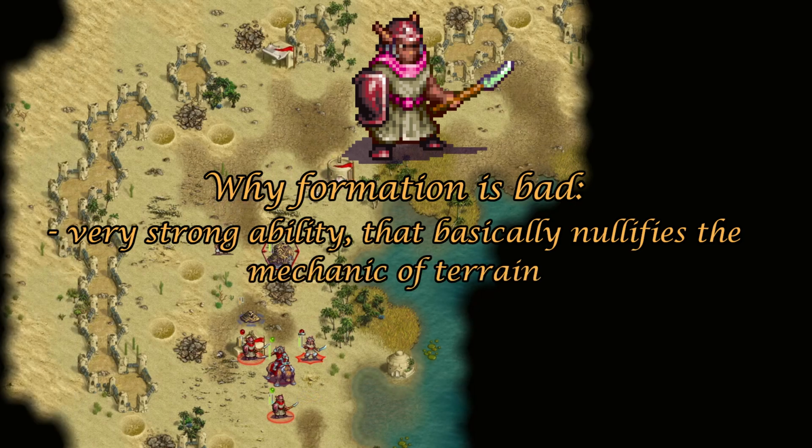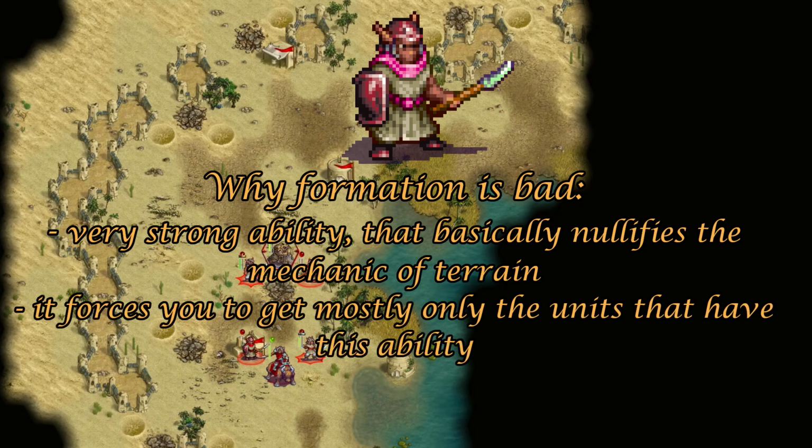It is a very strong ability that basically nullifies the mechanic of terrain, because you can simply put more units next to each other. It forces you to get mostly only the units that have this ability, otherwise you won't be benefiting from it as much, and the more units with it you have, the better it becomes.